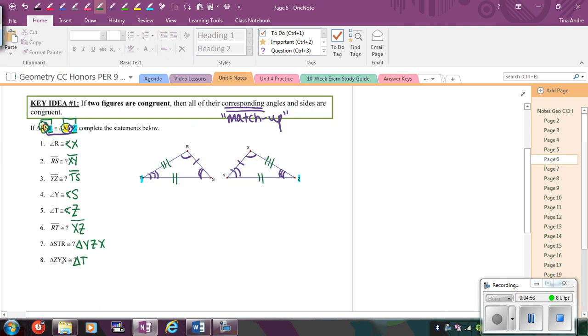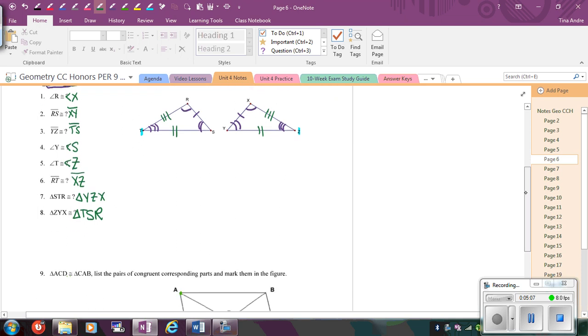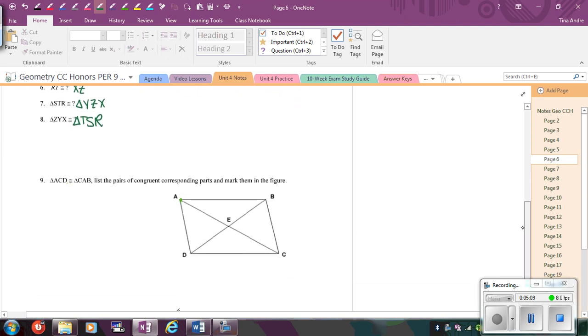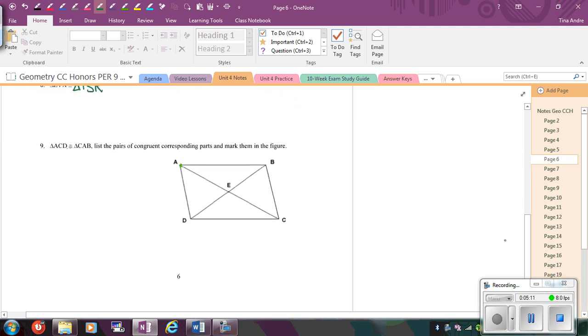And then point Y is in the same position as point S, and then point X is in the same position as R. So there we have it. If we look at one more example, this is an example where it's definitely very difficult to see from the picture what parts match up. So this is where using your congruence statement is going to be very important.